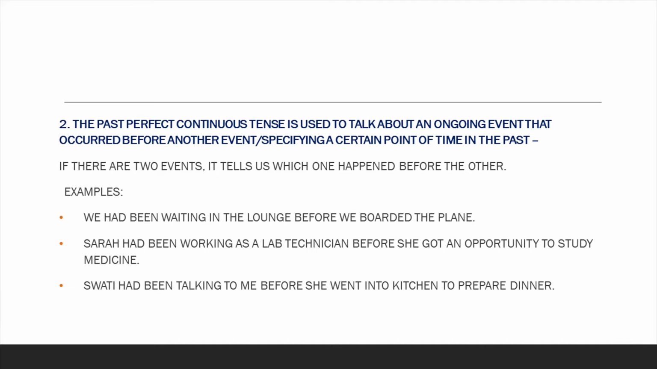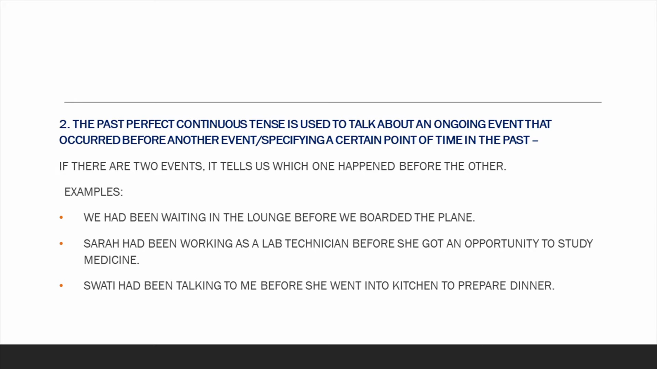Okay, so to make it clear. For example, we had been waiting in the lounge before we boarded the plane. So which one happened first, boarding the plane or waiting in the lounge? It was waiting in the lounge. Just by looking at the helping verb had been, and waiting, you can easily understand which one happened before, right? Next one. Sarah had been working as a lab technician before she got an opportunity to study medicine. So what happened first? She worked as a lab technician. So that was the act that happened before she went on to study medicine.